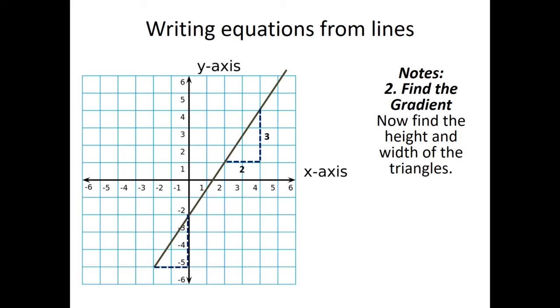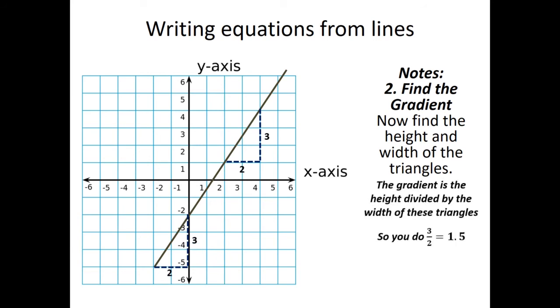So there's 3 on the vertical and 2 on the horizontal. So the gradient will be the vertical 3 divided by the horizontal 2. The vertical change is 3, the horizontal change is 2. So it's 3 divided by 2, it's 1.5. So we've got the gradient is 1.5, and don't forget the intercept was -2.